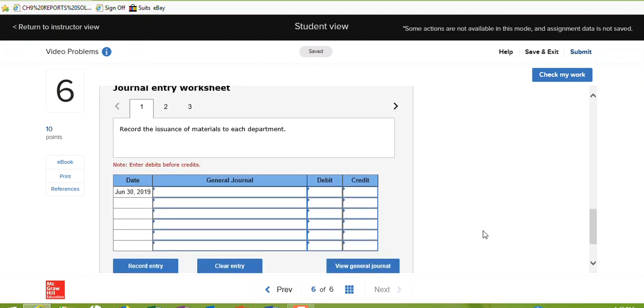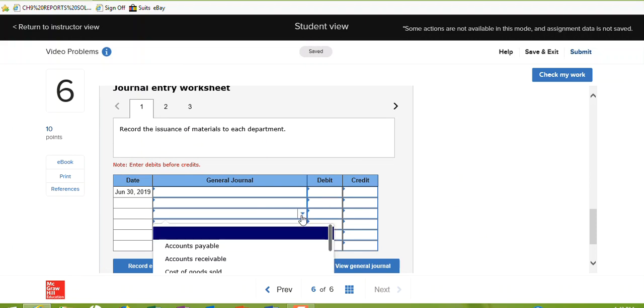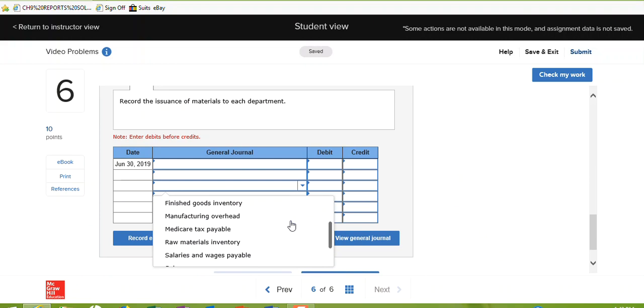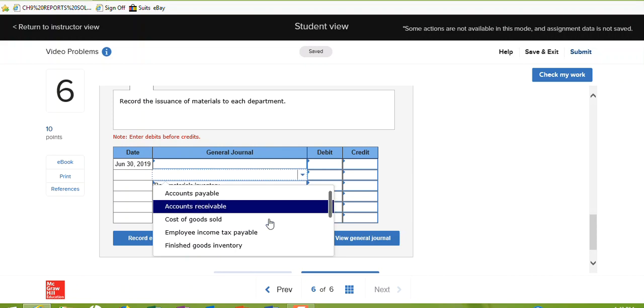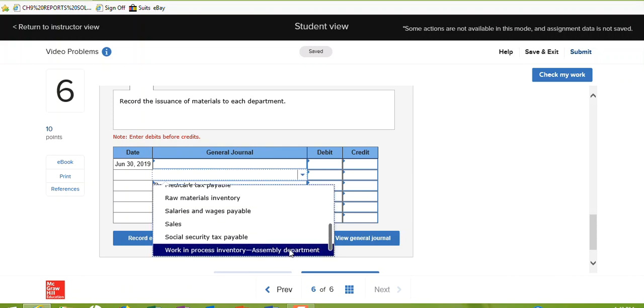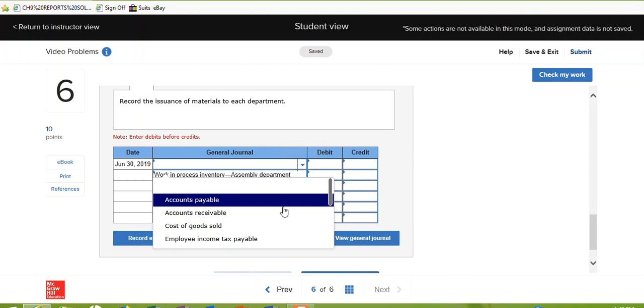So it looks like we've got 3 journal entries. And the first one says, record the issuance of materials to each department. In other words, we're taking raw materials out of the warehouse. So I'm going to go ahead and plug that in. And we're putting them into production. And they are going to be either in the assembly department or the fabricating department.